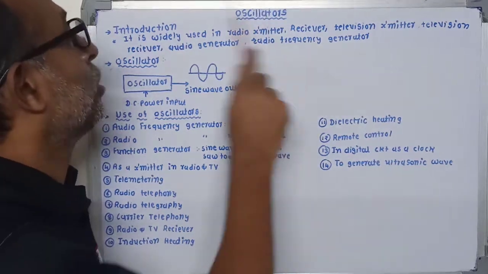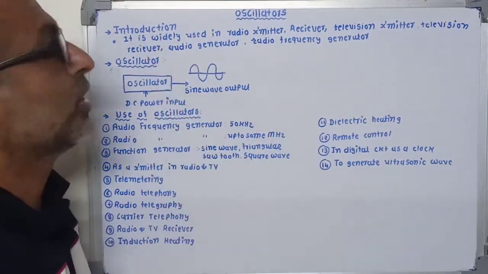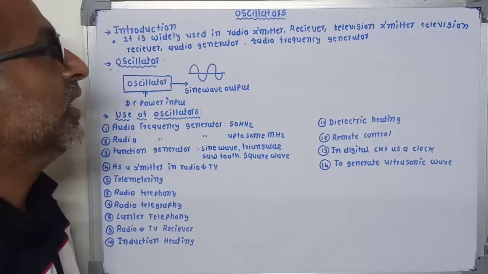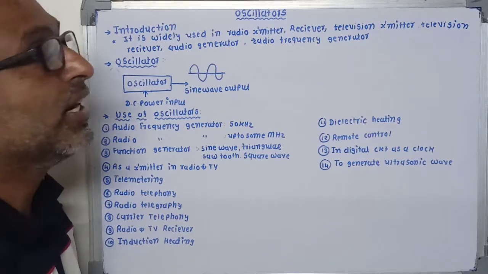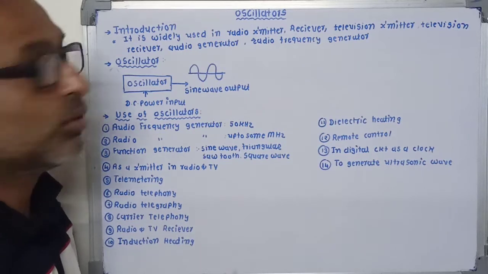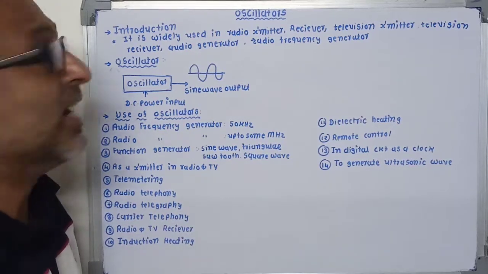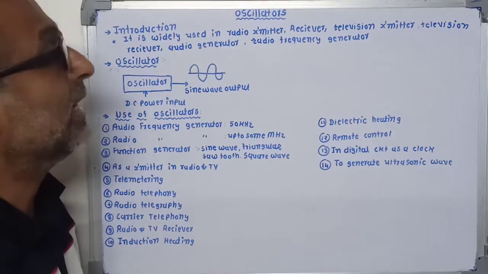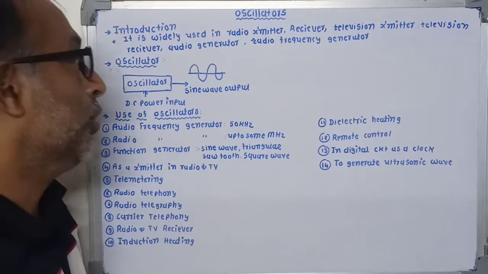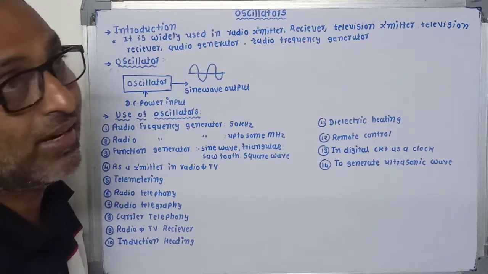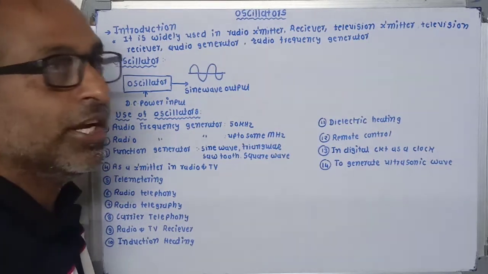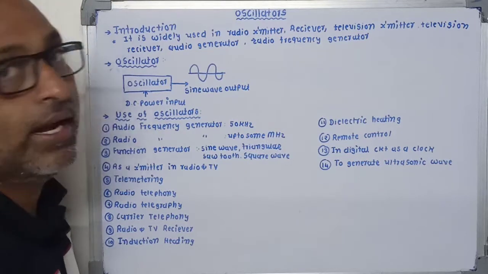Chapter number 3, Oscillators. So first, introduction. Now, an oscillator is an electronic device or circuit used for generating low and higher frequency AC sine waveforms. The oscillator is widely used in the radio transmitter, receiver, television transmitter, television receiver, audio generator, radio frequency generator, etc. So in this chapter we will study the different types of oscillators and the different circuits of the oscillator.